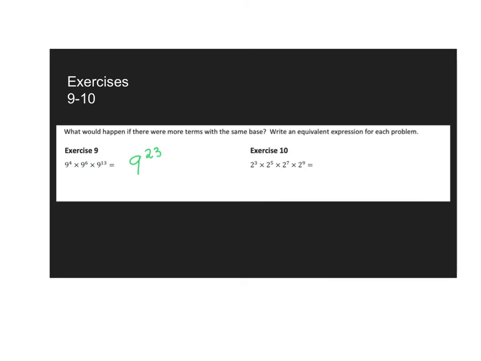And then for exercise 10, we have the same base being multiplied. We're keeping that base, and we're just adding these exponents. 3 plus 5 is 8. 8 plus 7 is 15. 15 plus 9 is 24. That's what you should have got here. 3 plus 5 plus 7 plus 9 should be 24.